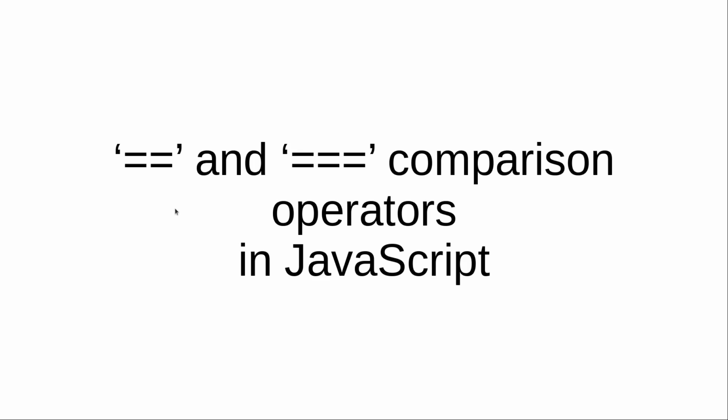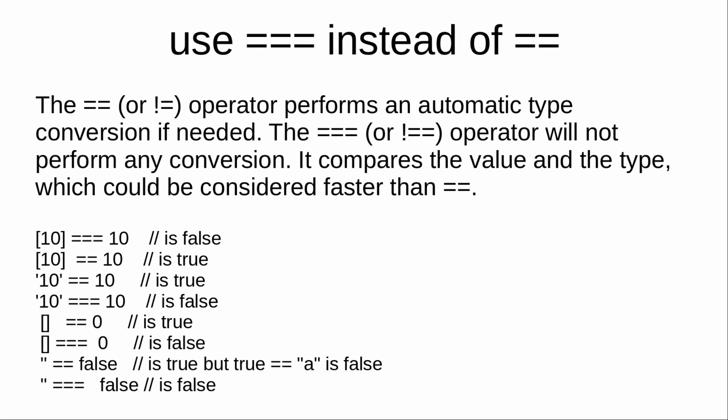In today's video training, we will be learning about double equal and triple equal comparison operators in JavaScript. The double equal operator performs an automatic type conversion if needed. The triple equal operator will not perform any conversion at all. It compares the value and the type, which could be considered faster than double equal.